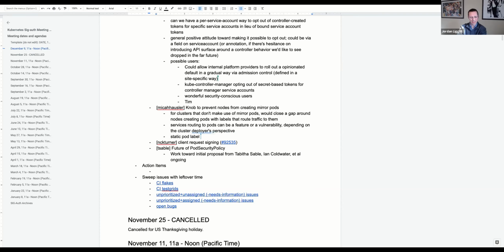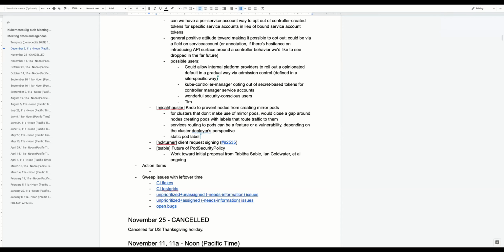So in the case where you didn't expect any static pods, you could just say, don't allow any labels. Like I don't expect anything. And you could be confident that services would never route to a static pod.